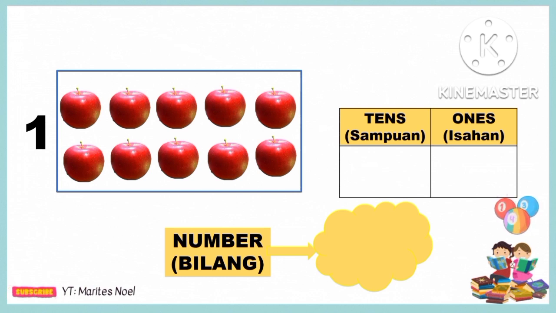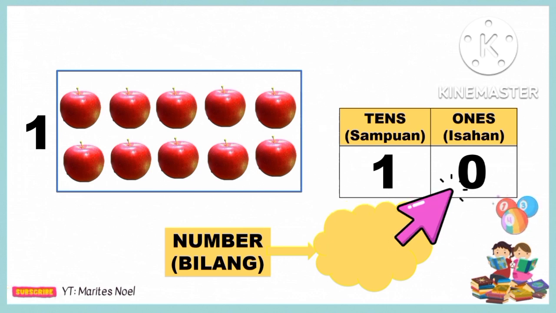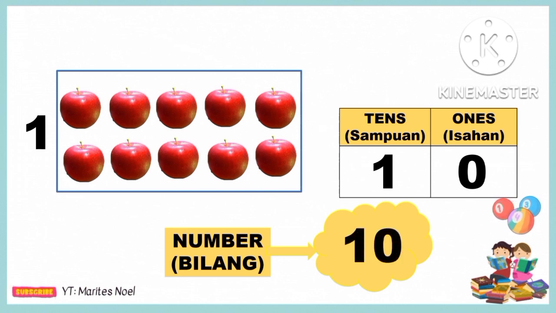Tingnan natin ang ones. Because there is no ones in a group, or there is no remaining apple in a group, what we need to put is 0. So let us read. In English, 1 ten, 0 ones. In Filipino, isang 10, walang isahan. So the total number of apples is 10. In Filipino, ang kabuang bilang ng mga mansanas ay 10.